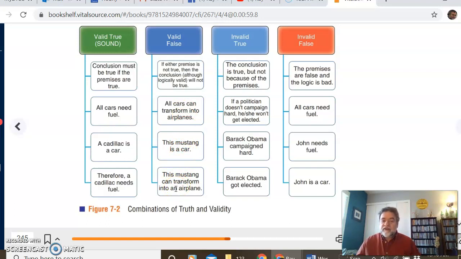Now, another major problem is an argument that is not valid. Invalid means it's not logical. That's really what invalid means.